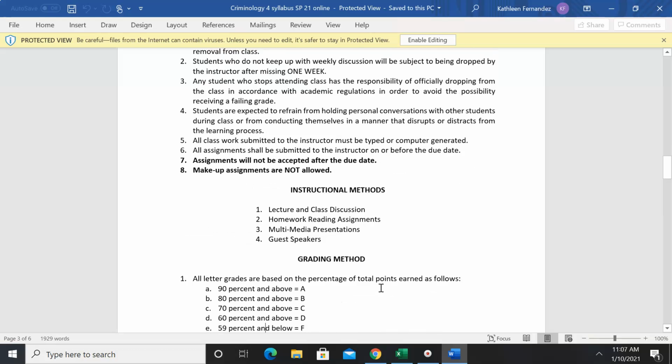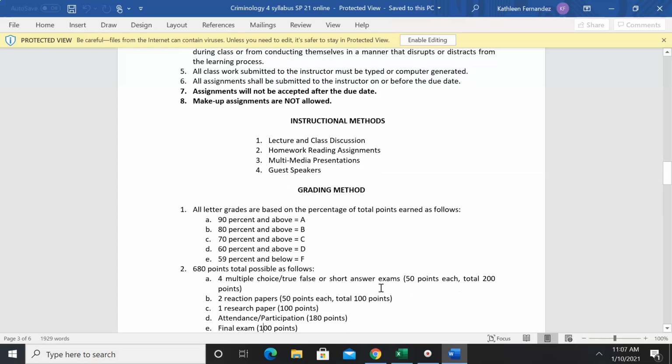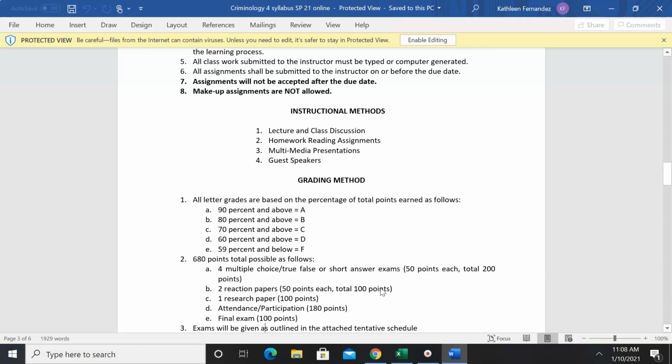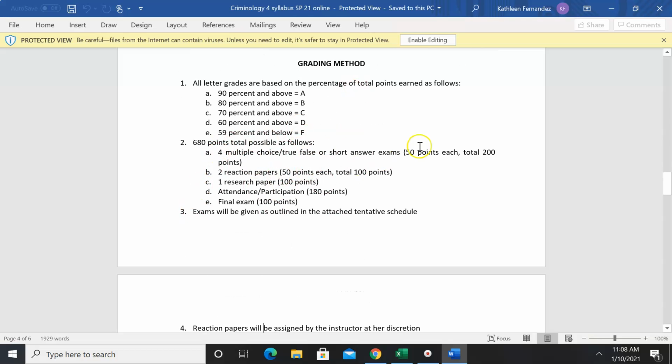Instructional methods, this is typically how things are going to go. Grading scale, pretty basic. I'm no mathematician, so I don't try and go too funky and crazy, 90 and above, A, 80 and above, B, that kind of stuff. This is kind of how a grading scale works out. We will have 4 quizzes, 50 points each, 2 reaction papers. These are actually pretty easy, and hopefully they'll be kind of interesting. You will have a research paper, not that interesting, but you're going to have to do it, so be ready. Attendance and participation points. These are going to be your discussion questions. 10 points per week. And then the final exam is also fairly easy, but that'll be 100 points.